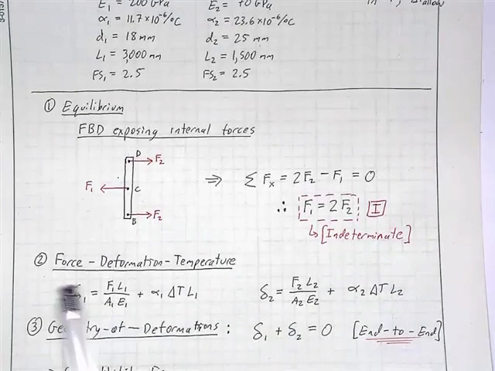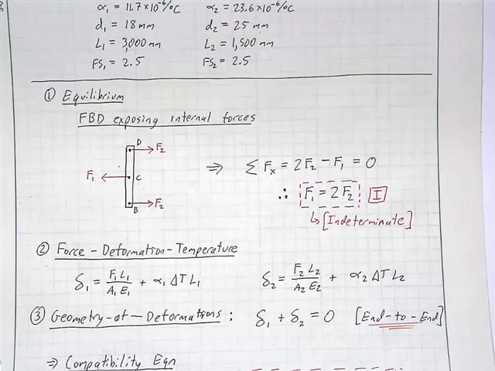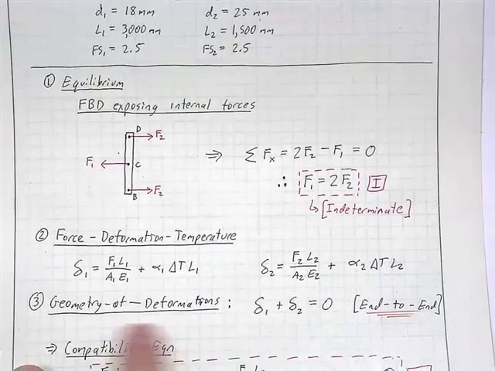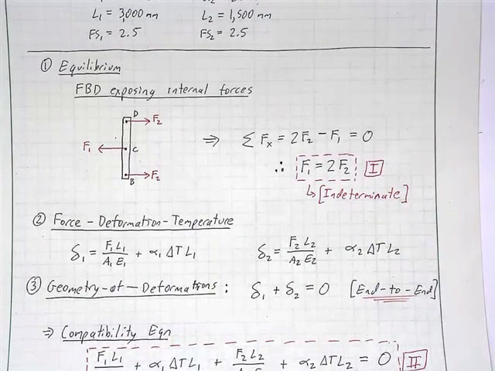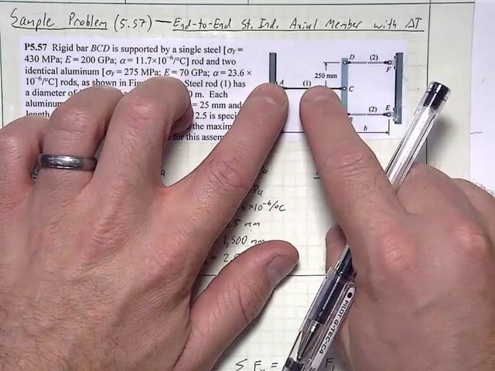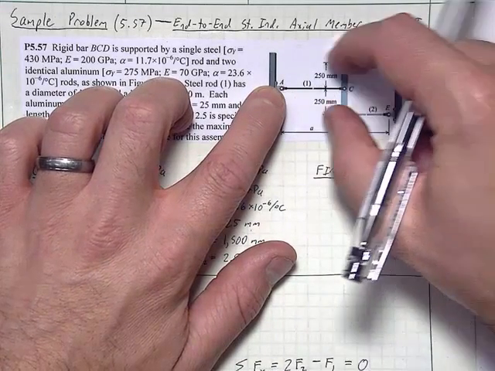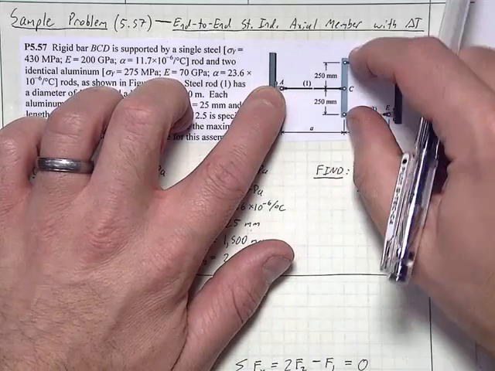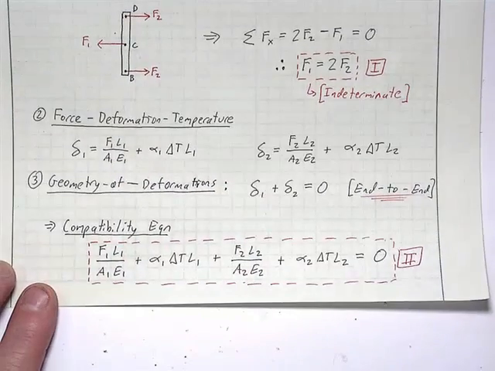So our next tool is the force deformation temperature relationship for each of our members, delta 1 and delta 2. We can then combine the deformations through a geometry of deformations. This is end-to-end. So as you know, if delta 1 contracts and shortens, delta 2 must then elongate in equal amount as BCD shifts, right? So we write that out by saying the sum of the two deformations must be 0. Combining 2 and 3, we get the compatibility equation.